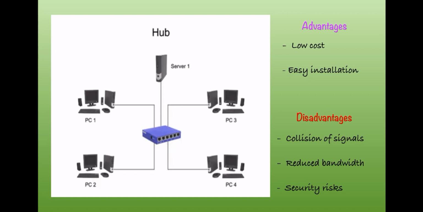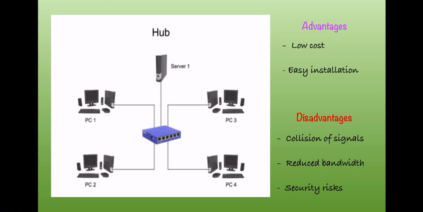Security risks, why? Because, as we saw, when node E transferred the data, it was transmitted to node A, B, C and D. But what if node E wanted to transmit the data only to node A? It did not want nodes B, C, D to know what it had sent, but all the nodes received the information. So there is a security risk.